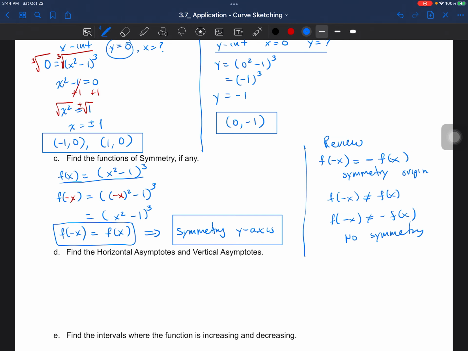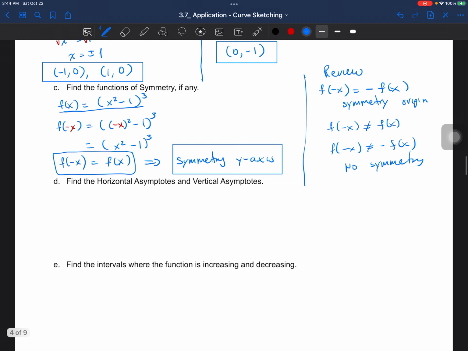All right, so that was just a side review, right? In this case, what we have is symmetry on the y-axis. Okay, perfect. All right, so let's jump into horizontal asymptotes and vertical asymptotes.